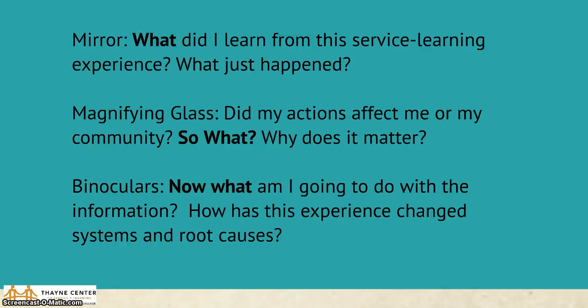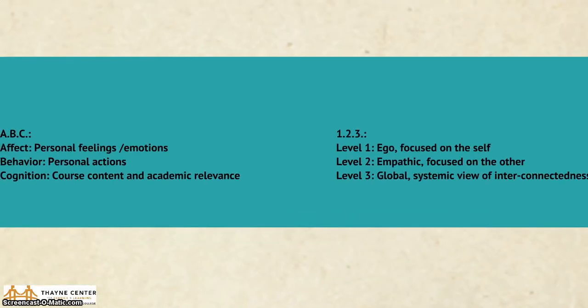And then the now what is really focused on, now what are you going to do with the information? What are you going to do about it? Like how has this experience changed systems or root causes, and how is the community impacted now or in the future? To frame it in a different way, think of the reflection continuum as a simple ABC 1, 2, 3. This helps students progressively move from a focus on themselves to increased perspective taking, to viewing things from a systemic global perspective.